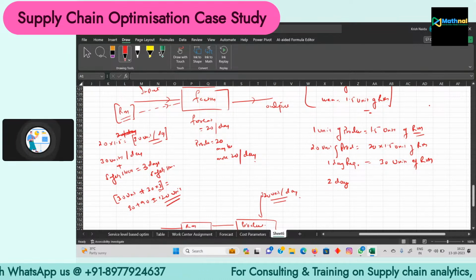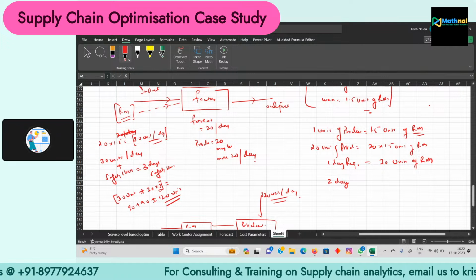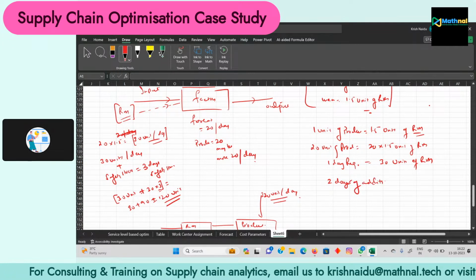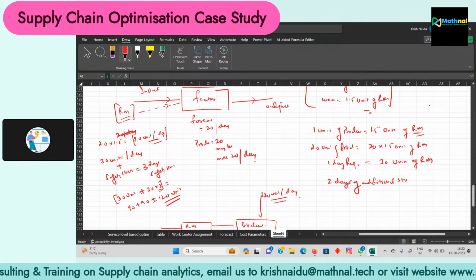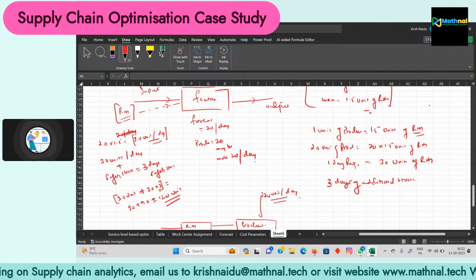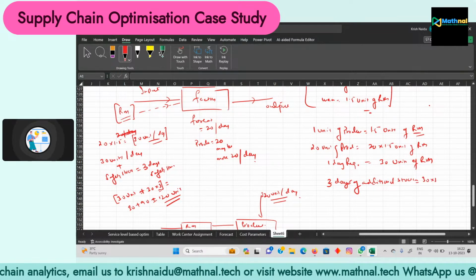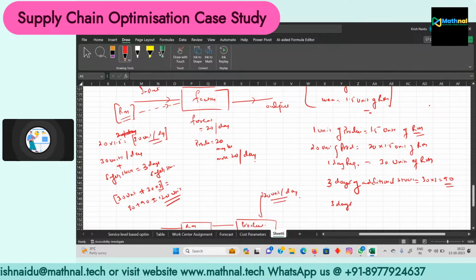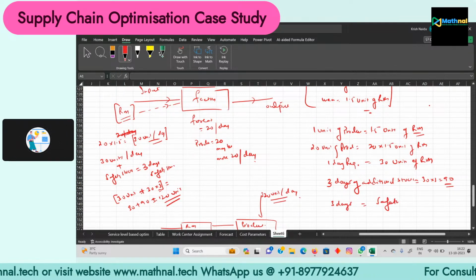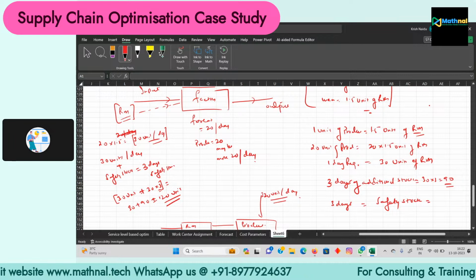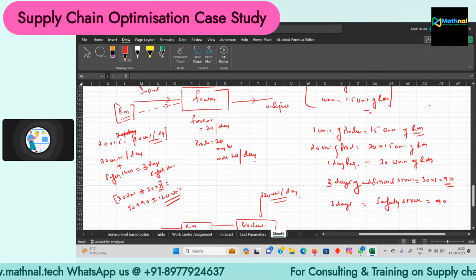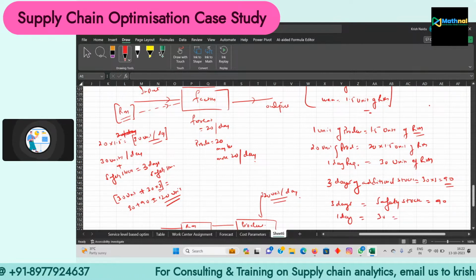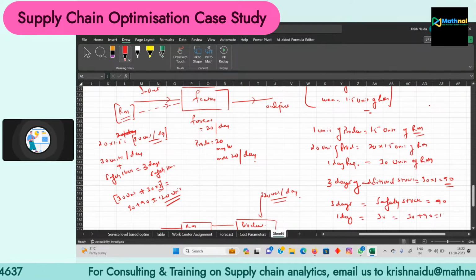So I'm trying to get 2 days of additional stock, or maybe let's say 3 days of additional stock. 30 into 3 is equal to 90. So 3 days of additional stock as a safety stock is equal to 90. And 1 day of production, which I'm going to use, is 30 units. Total 30 plus 90 is equal to 120 units.